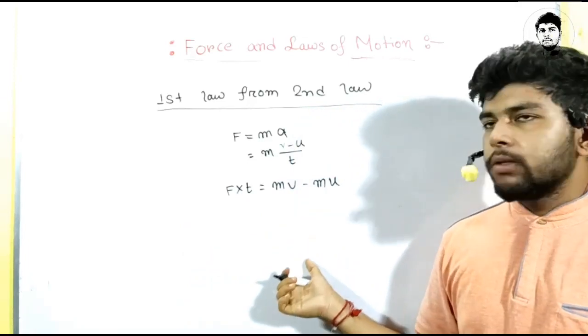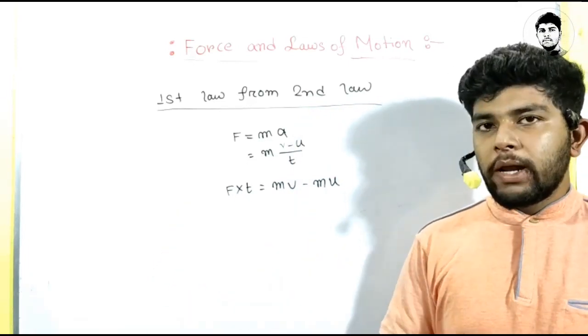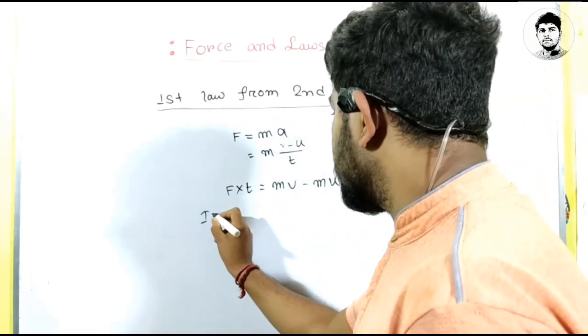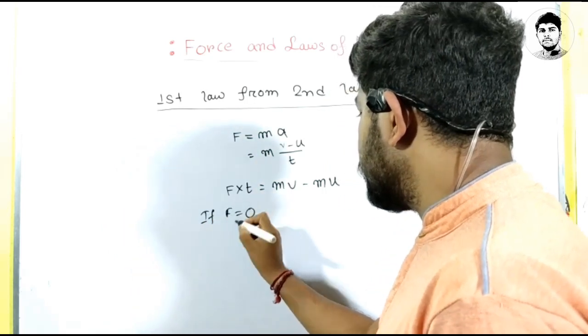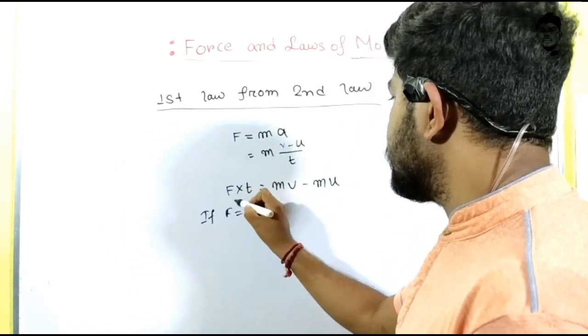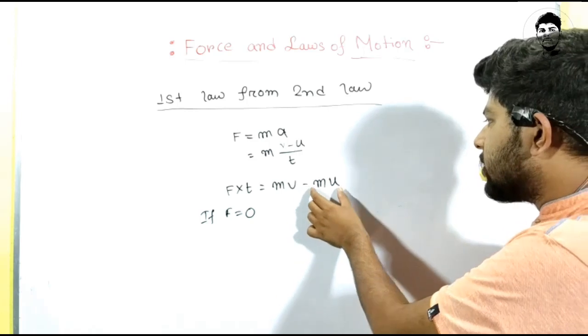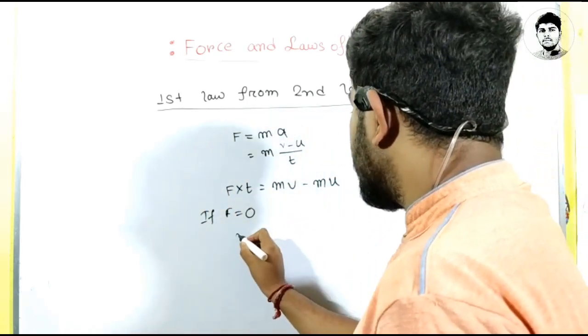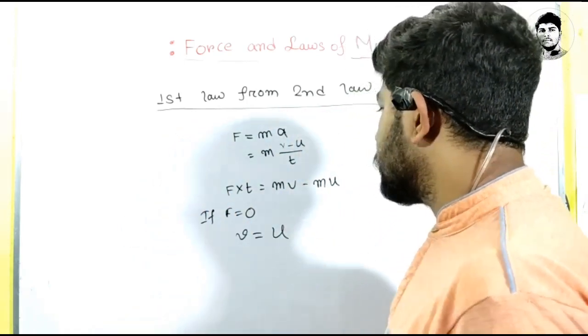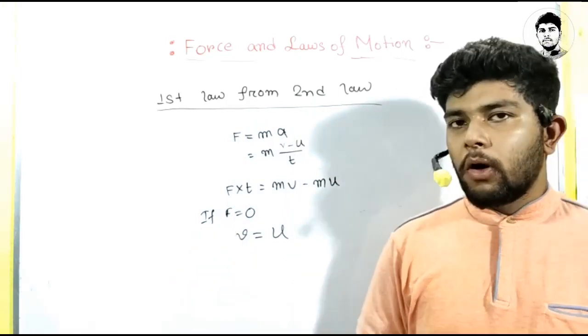And in this expression, if F equals 0, what will happen? Let's see. If F equals 0, then this term will be 0, and bringing this term to the other side, you can find v equals u. This is Newton's first law.